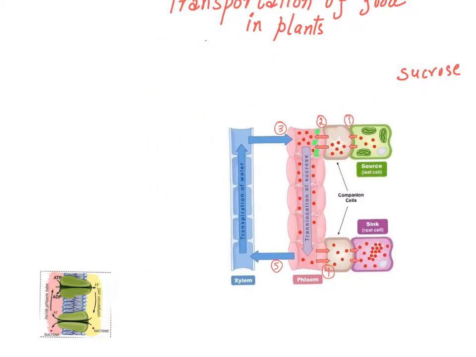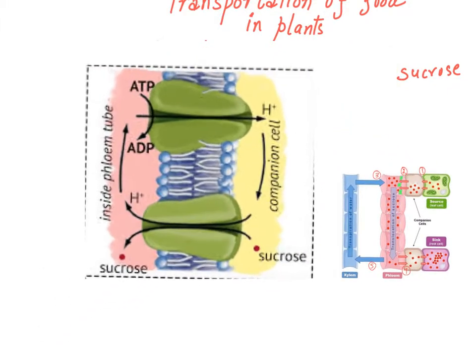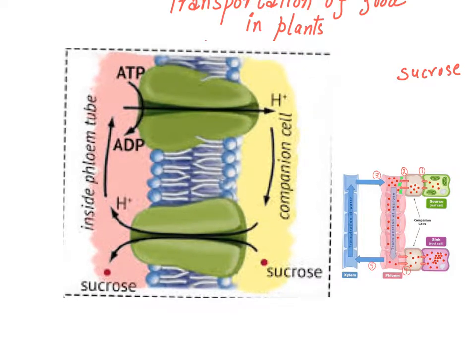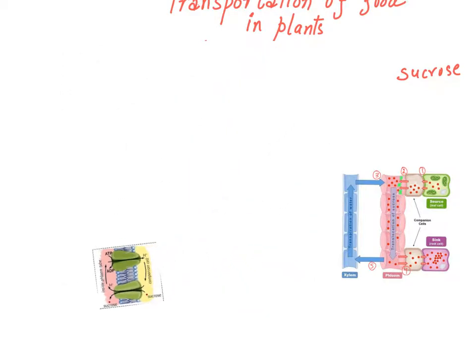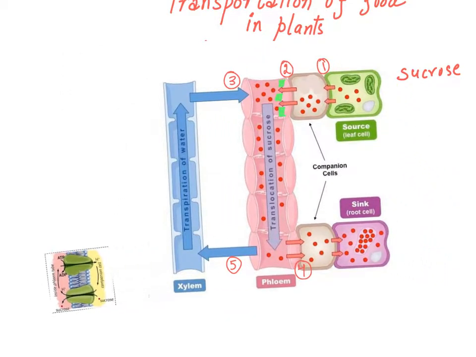And in this diagram, only this concept is shown. Here you can see this protein is changing ATP into ADP. That means it is breaking down ATP into ADP and inorganic phosphate. And we know energy is released in this process. So that energy will be used in the transportation of sucrose from the companion cell into the phloem tube cell. So this is active transport. Movement of sucrose from the companion cell into the phloem cell is active transport.